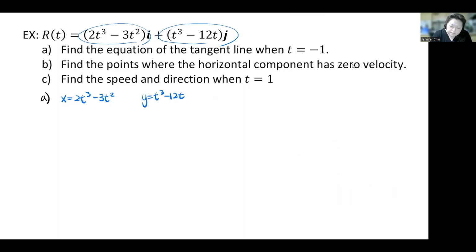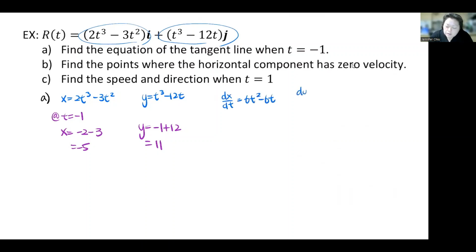I know when t equals negative 1, I get my coordinate here. At t equals negative 1, I plug it in, I get x equals negative 2 minus 3, so it's negative 5. I get y equals negative 1 plus 12, that gives me positive 11. Okay, now what about the slope? Now we're going to take the derivative of each component separately. So I get dx/dt equals 6t squared minus 6t. And dy/dt is going to be 3t squared minus 12. So dy/dx is going to be 3t squared minus 12 over 6t squared minus 6t.